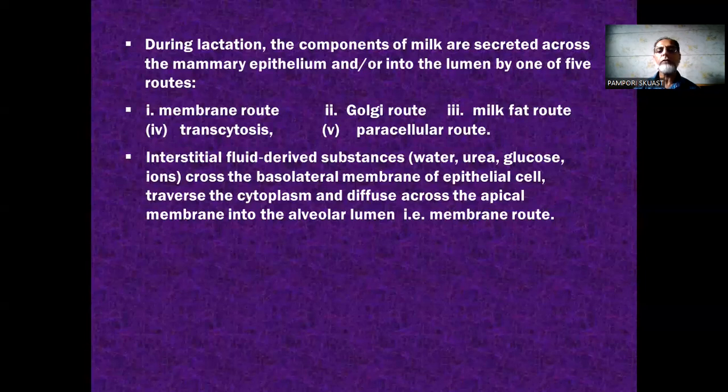So interstitial fluid derived substances like water, urea, glucose, and ions cross the basolateral membrane of the epithelial cells, traverse the cytoplasm, and diffuse across the apical membrane into the alveolar lumen. That is membrane transport. Simply, these things cross the basolateral membrane, maybe driven by concentration gradients, or maybe taken up by special pumps, and they get inside the cytoplasm of the cell and simply diffuse across the apical membrane into the alveolar lumen, in other words, into the milk. So that's the membrane route.